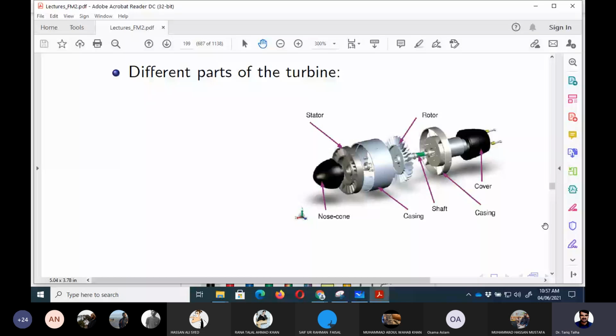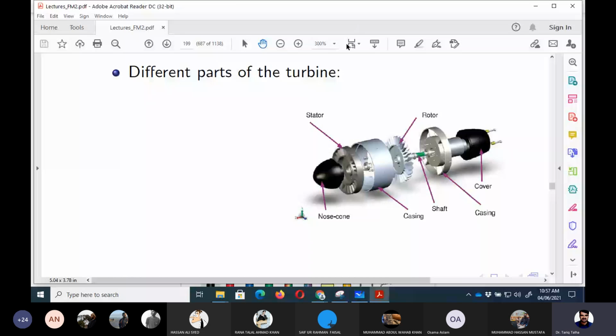So that is the different parts of a generic axial turbine. So now we can show the same thing in a two-dimensional view. Let me first of all, if I can.